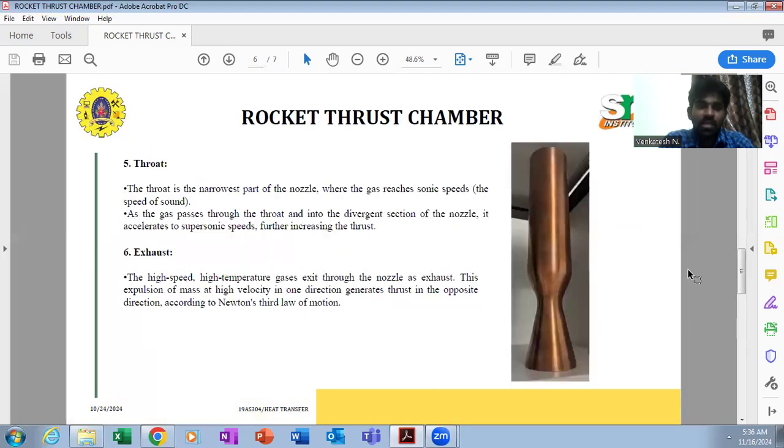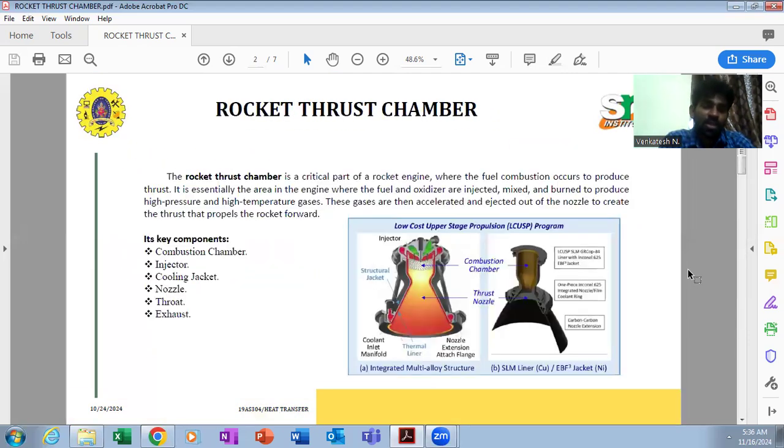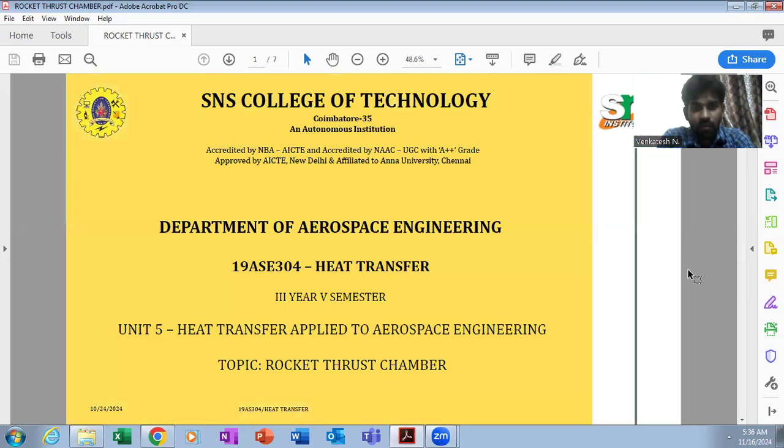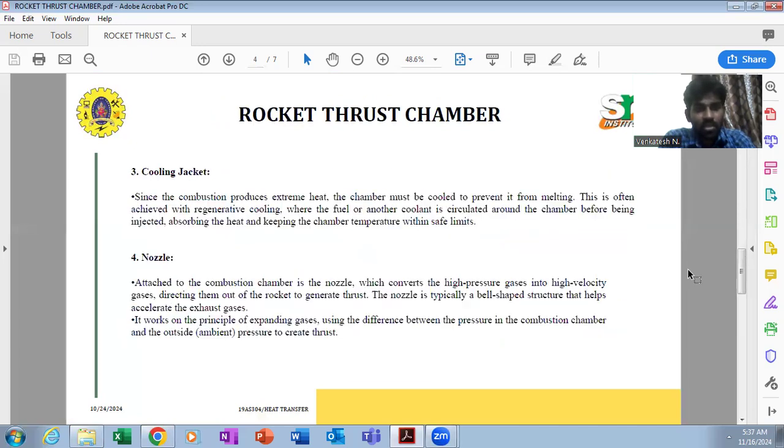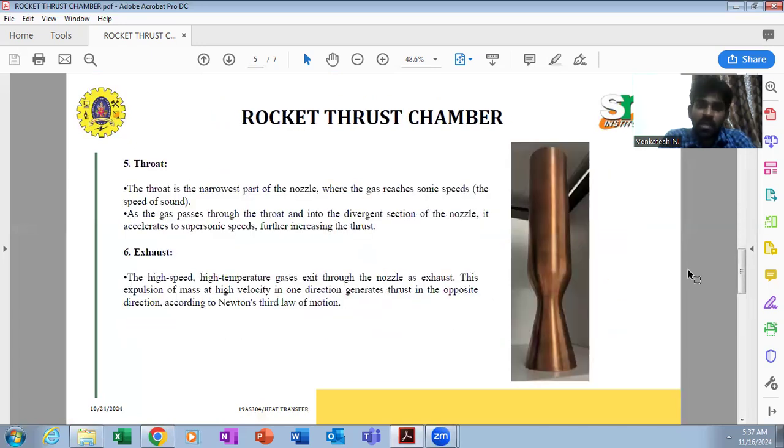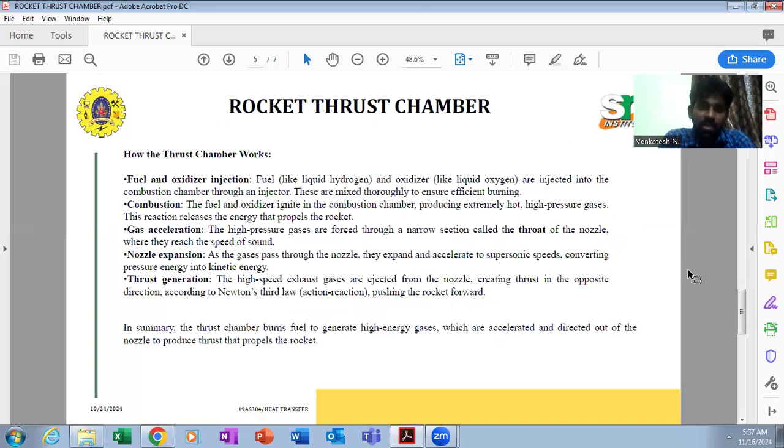So, this is the summarized section of the rocket thrust chamber in aerospace engineering as relevant to heat transfer. These images are applicable to the combustion chamber, injector, cooling jacket, nozzle, throat, and exhaust. And this image will explain the rocket combustion chamber. And this is the rocket thrust chamber and its types.